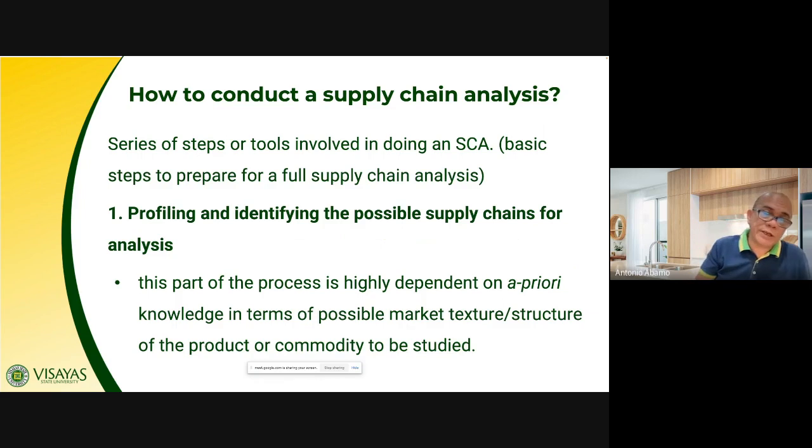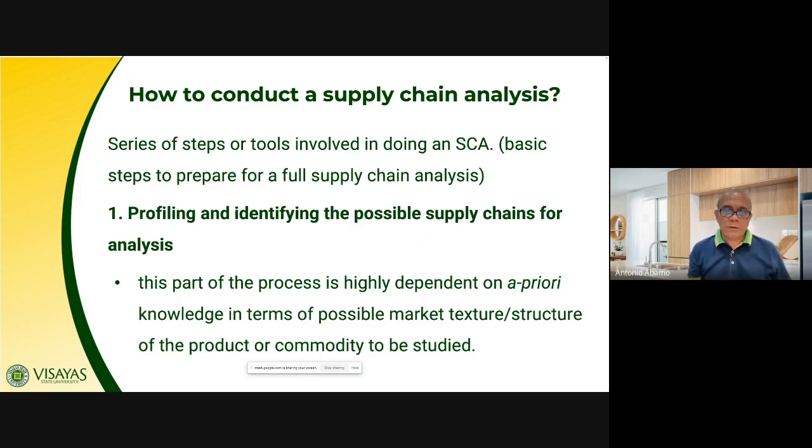Now, there are a series of steps in conducting a supply chain analysis. One is profile and identify the possible supply chains for analysis. This part of the process is highly dependent on a priori knowledge in terms of possible market texture or structure of the product or commodity. So, in the market, makikita nyo daghan nga supplier. So, kada supplier link na with a chain of buyers.